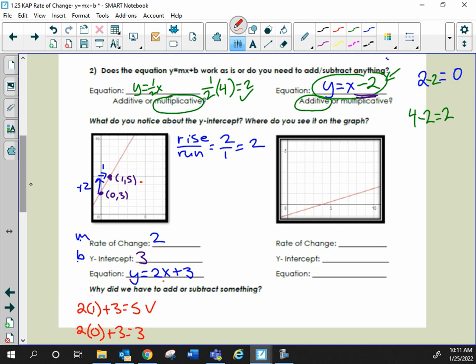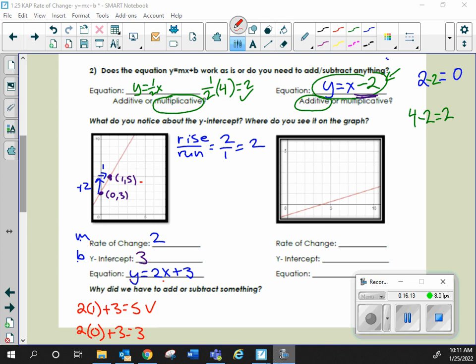Okay, on that next problem, go ahead, find the rate of change. Find the y-intercept. See if you can put it together. Pause and play when you think you've got a guess at it. All right, let's find that rate of change.